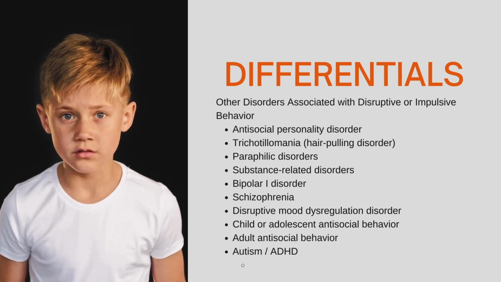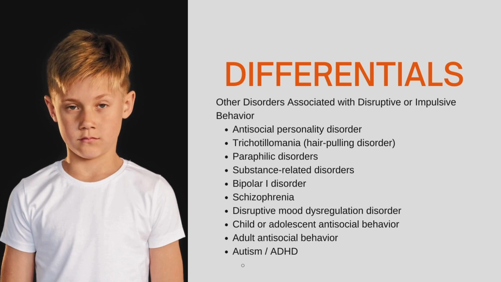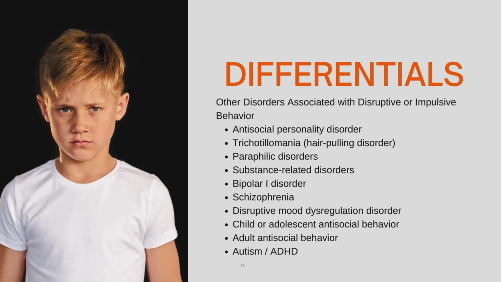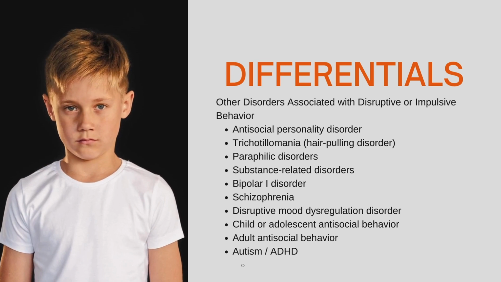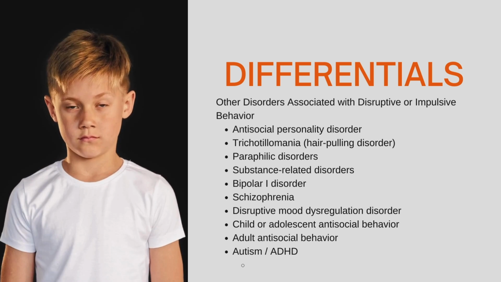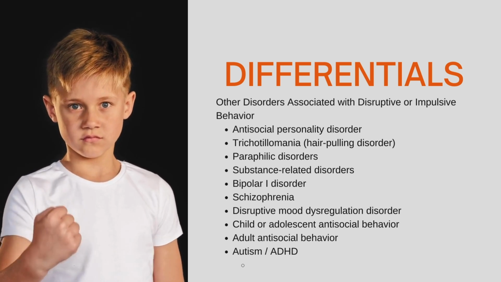Disruptive mood dysregulation disorder, we talked about that one, but I'm just going to mention it here again because it doesn't actually live in this chapter. So a child's mood is persistently negative between frequent severe explosions of temper. And child or adolescent antisocial behavior. This one doesn't live in the DSM. It lives more in the ICD.